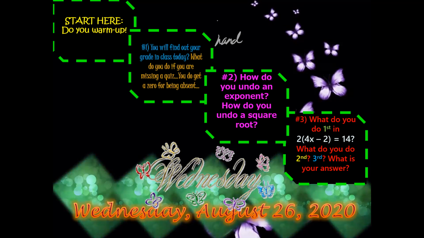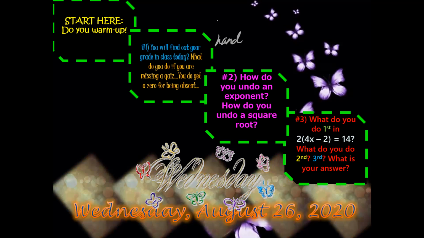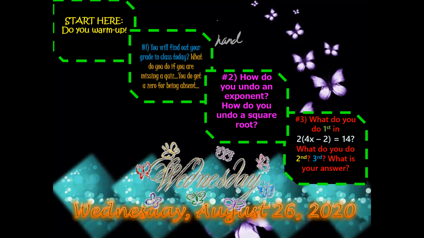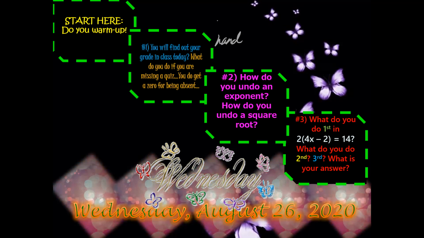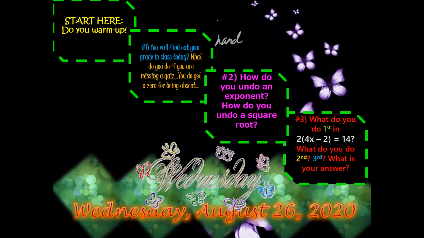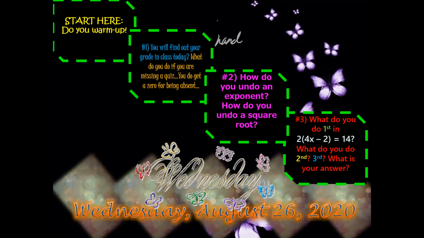Question number 2: how do you undo an exponent? How do you undo a square root? And question number 3: what do you do first in this equation? What do you do second, third, and finally, what is your answer? So pause the video and answer those questions.